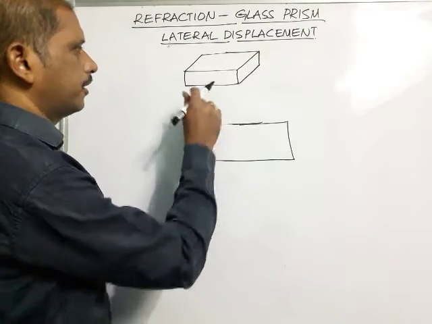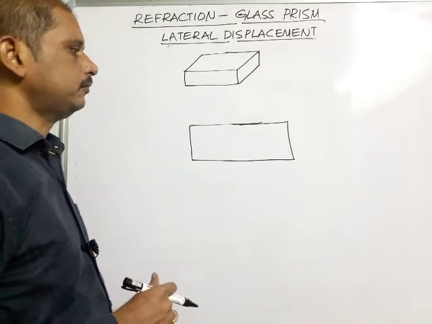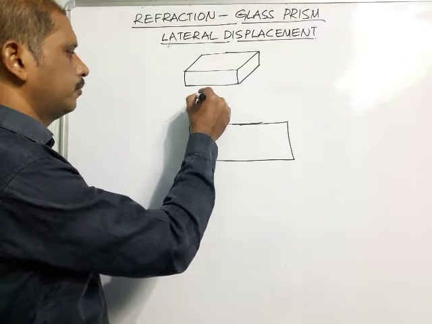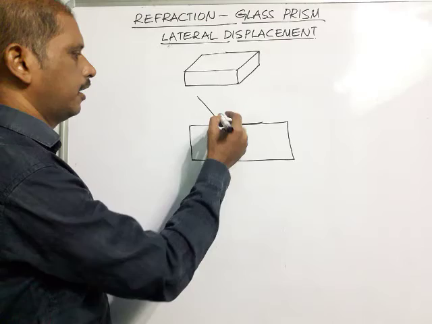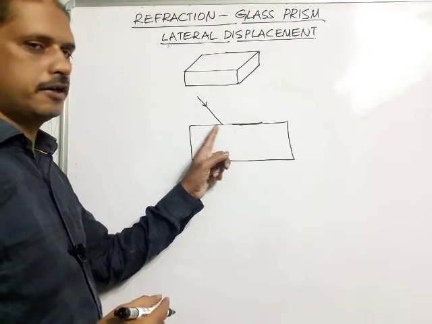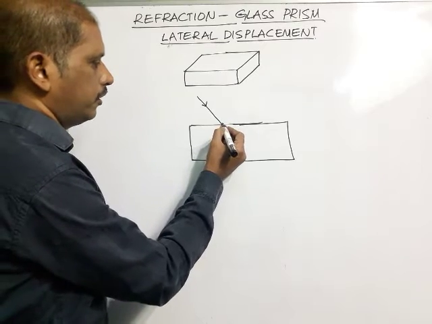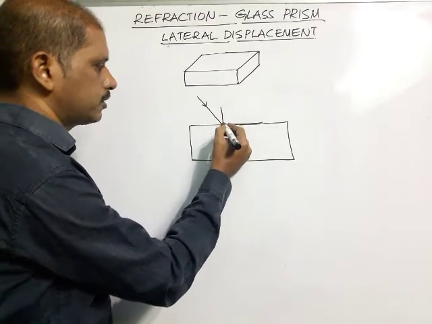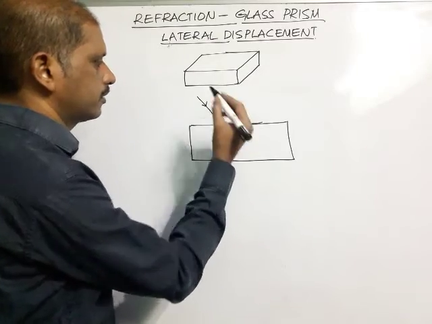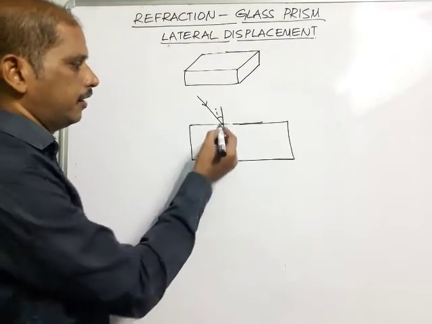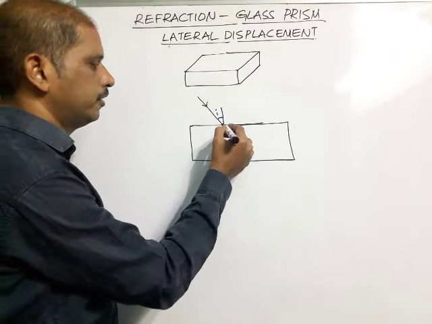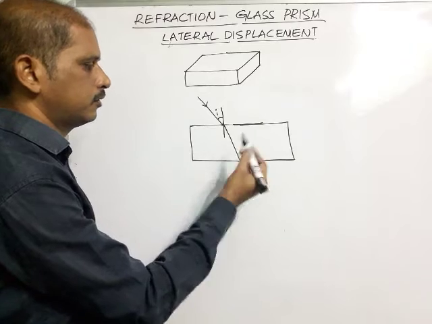So when light enters through the glass prism, if you take a single light ray, the light ray is incident by making an angle with the normal. This is the incident ray. At the point of incidence, I will draw a normal here. So this is the angle of incidence. And here when it enters into the glass slab, it bends slightly towards the normal.